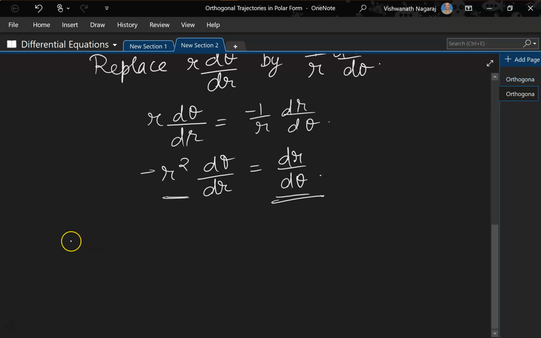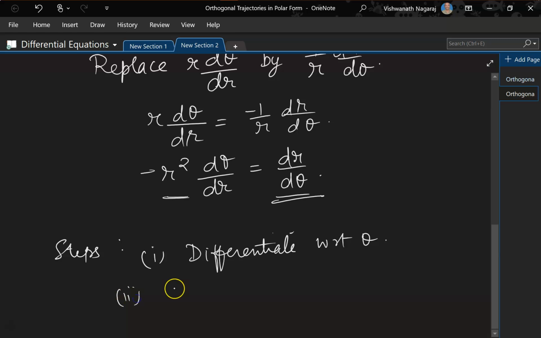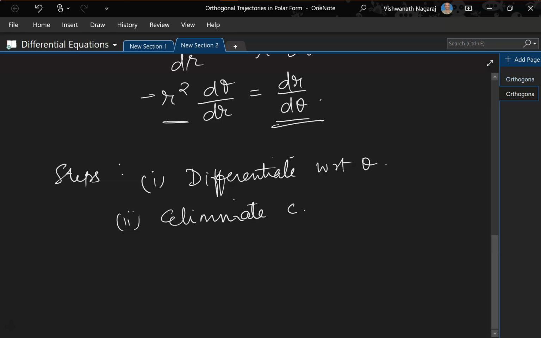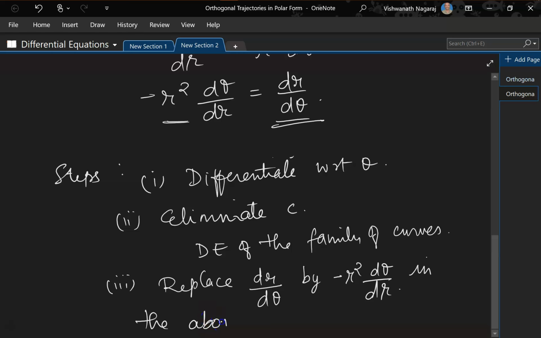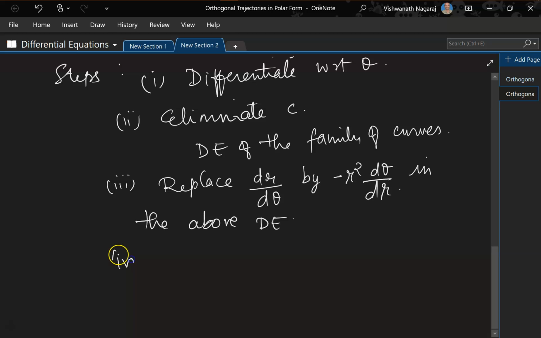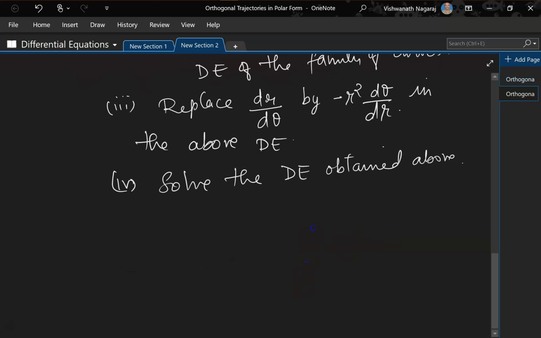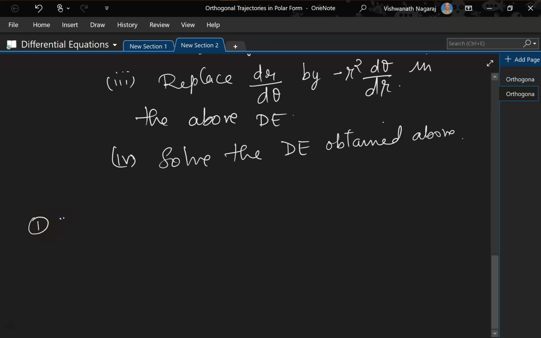So what are the steps? First step is differentiate with respect to theta. Second step is eliminate the parameter c. So this will give us the differential equation of the family of curves. Then the next step is replace dr by d theta by minus r square d theta by dr in the above DE. And then finally solve the DE obtained above, which is the DE of the orthogonal trajectories. Let's actually do one or two problems to see how this works.